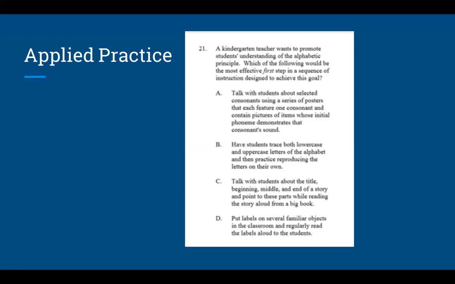So then D, put labels on several familiar objects in the classroom and regularly read the labels aloud to the students. So right now I'm stuck between A and D. Which one would come first in a sequence of steps? I'm going to say that the answer is A, because that's focusing on that specific phoneme, and you're putting pictures of items whose initial phoneme demonstrate that consonant sound. So you're directly linking the sound to the letter, where D might come a little later in the sequence, and putting labels on the objects might be a little more of an advanced step.